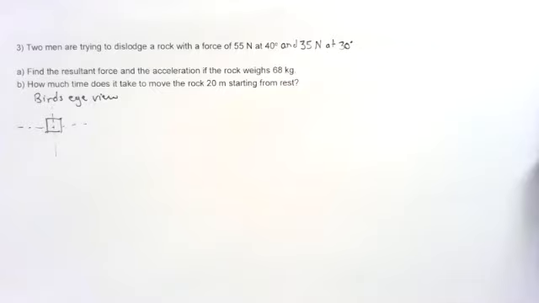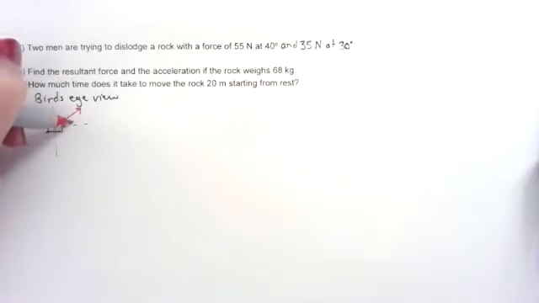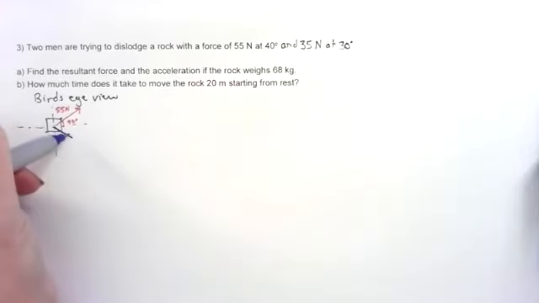Then we're going to have one guy, so if you're pushing on the rock this way, your vector would go here. And this one is the 40 degree, 55 newtons. And the 35 newton is at 30 degrees. So I need to draw that a little shorter and with a little less of an angle. And we're going with 35 newtons. And the problem says find the resultant force and the acceleration.